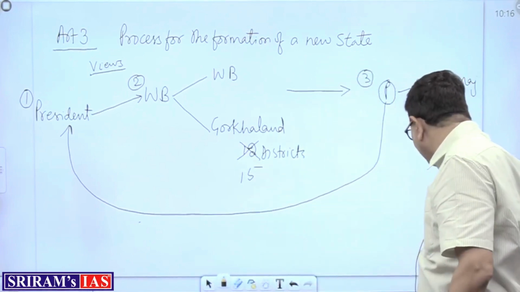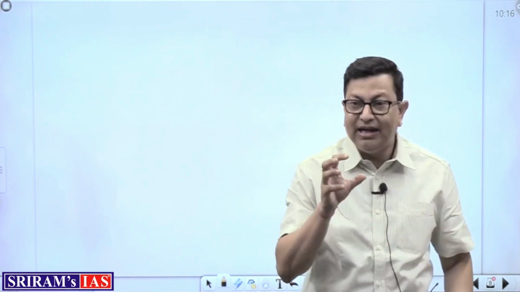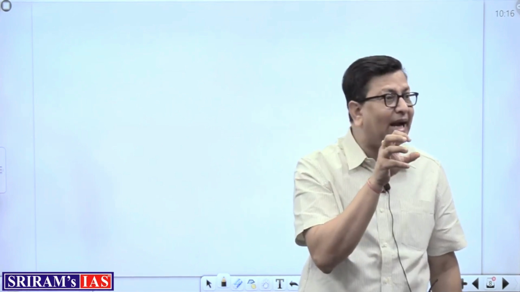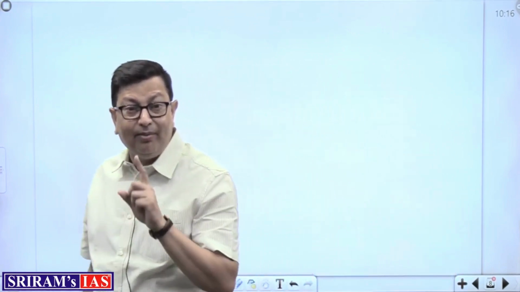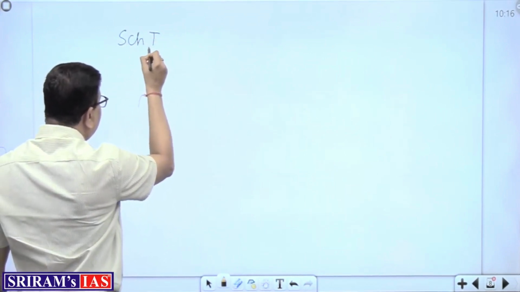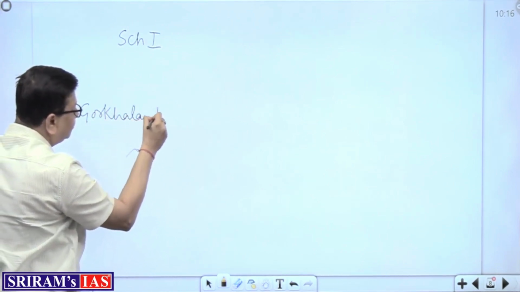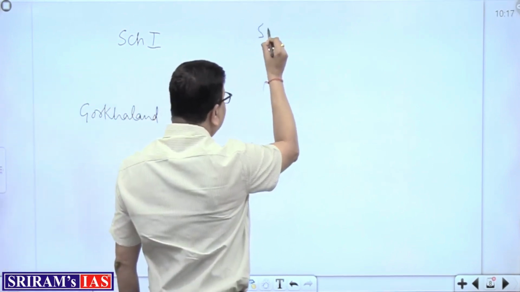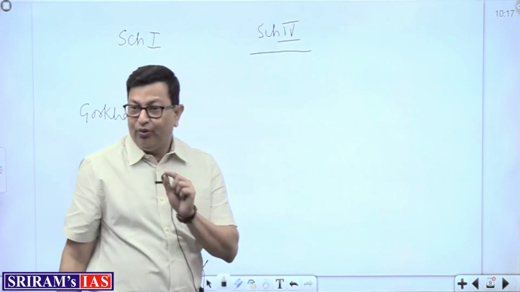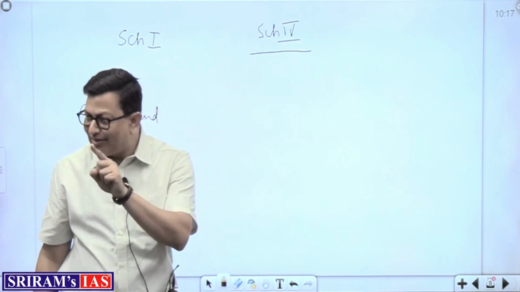So here in Article 4 clause 1 it is written that if a new state is created, or if under Article 2 a part is admitted, just as you said Sikkim, then there will be amendments in two areas. One is Schedule 1. You see here the name of Gorkhaland will be added, and Schedule 4. In Schedule 4, we have the representation of the states in the Rajya Sabha, that is, how many members will be there in the Rajya Sabha from this state.